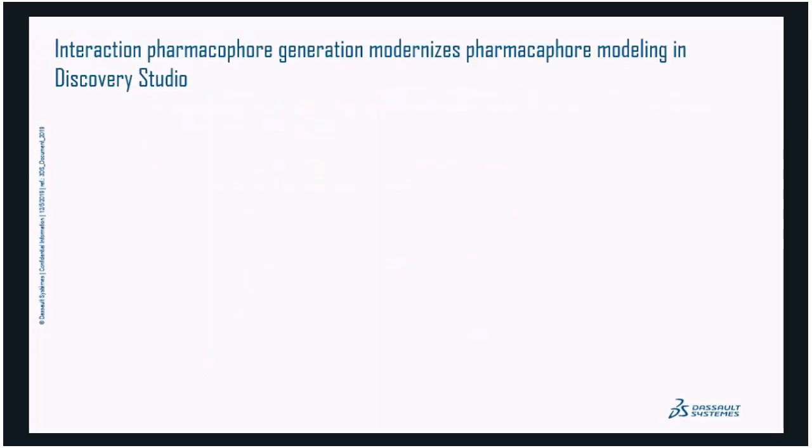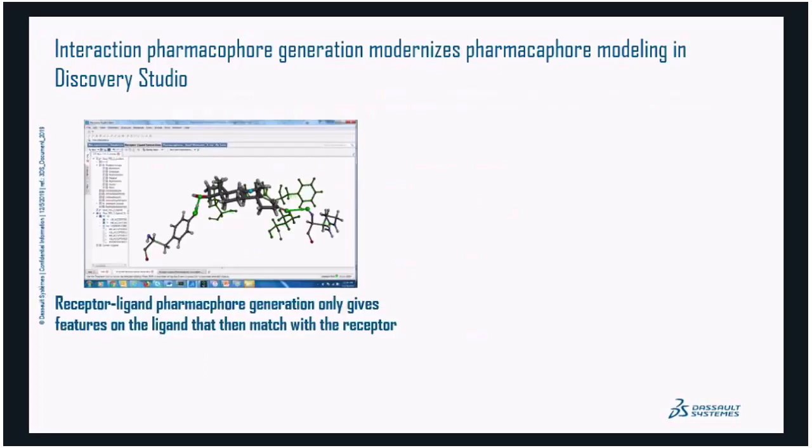So what is this new interaction pharmacophore generation doing? It's really modernizing our pharmacophore modeling in Discovery Studio. As I mentioned before, the interaction pharmacophore replaces the receptor-ligand pharmacophore generation, because the receptor-ligand pharmacophore generation only gives you the features on the ligand, and then you take those features and see what matches with the receptor. So this was more of a ligand-centric approach.